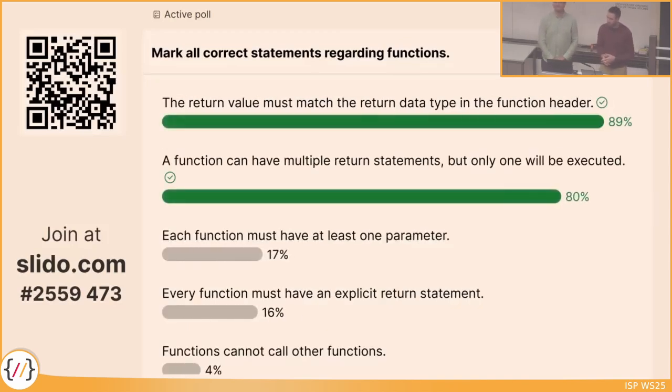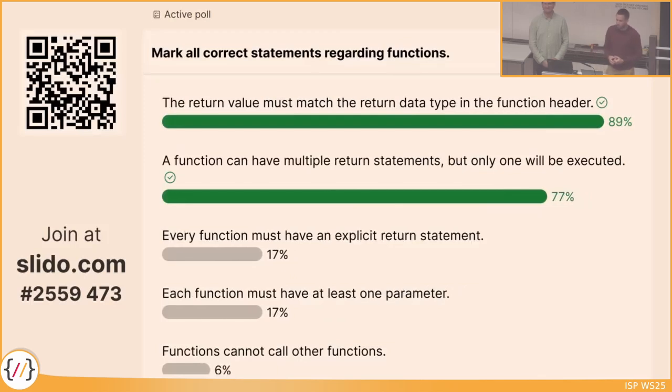Most of you got the 2 correct answers right. The first one is that the return value must match the return data type in the function header. If this is not the case, the compiler would give us an error, so the program would not compile. A function can have multiple return statements, but only one will be executed. Why is this true? We can have multiple return statements, that's totally fine. But once we reach the first return statement that is executed, no code after that is executed anymore, because we return to the function that called the function and we just returned something.